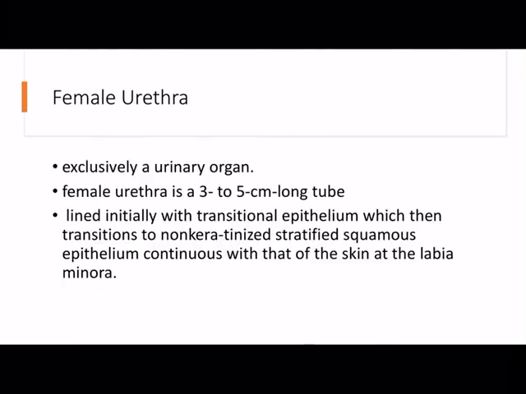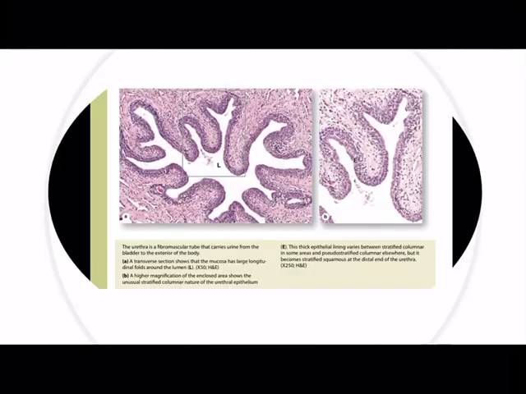The female urethra is a urinary organ, 3 to 5 cm long, initially with transitional epithelium, which transitions to non-keratinized stratified squamous epithelium, continuous with that of the skin at the labia minora.